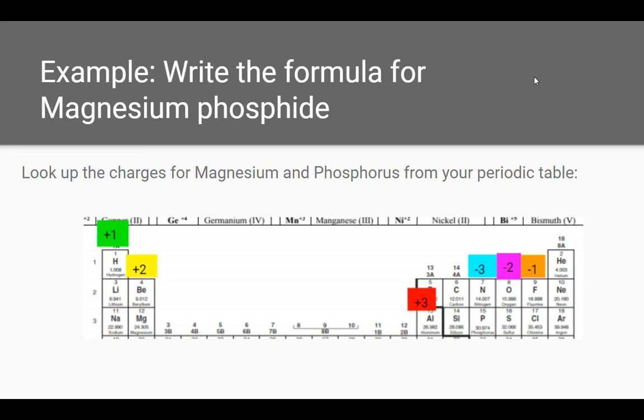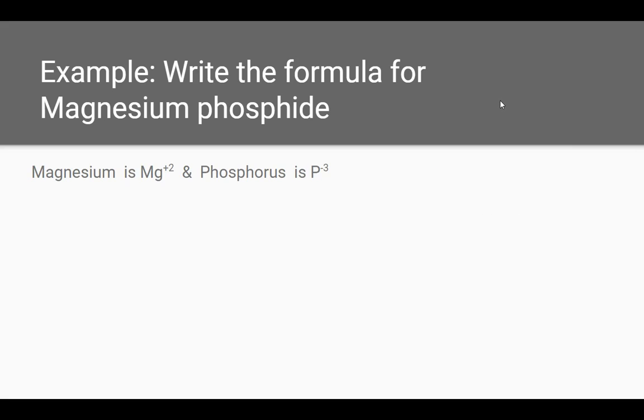Okay, so let's write an example. Write the formula for magnesium phosphide. Well, the first thing you would have to do is to look up the charges for both magnesium and phosphorus from your periodic table. Magnesium is a member of group 2A with a +2 charge. Phosphorus is a member of group 5A with a -3 charge.